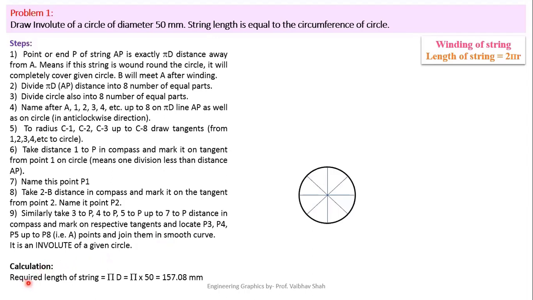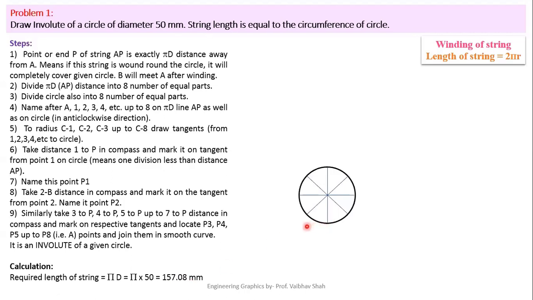So let us first find out the required length of string. Required length of string is equal to pi d, or you can say 2 pi r. Here the diameter d is given, which is nothing but 50 mm. So we have to just substitute 50 mm in place of d. So we will have pi into 50, which will give us the required length of string, which is nothing but 157.08 mm. So this is the total length of string required to be wound around this given circle.